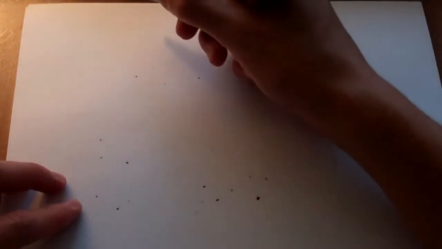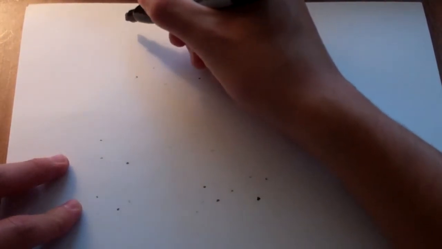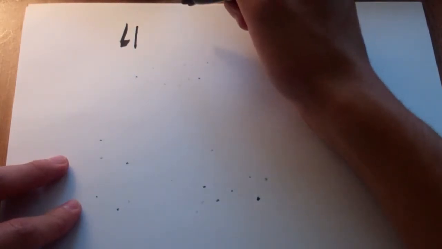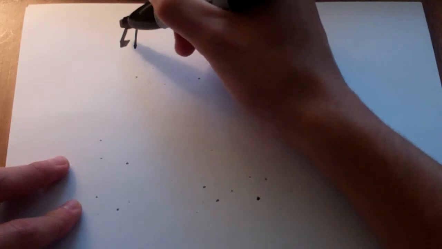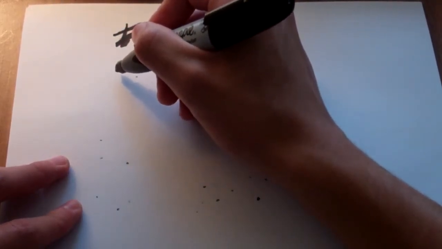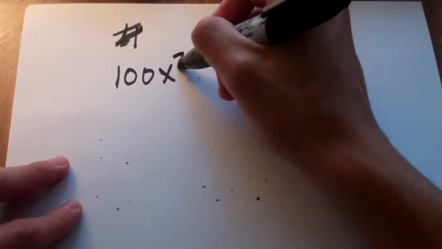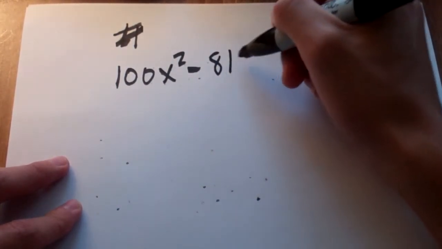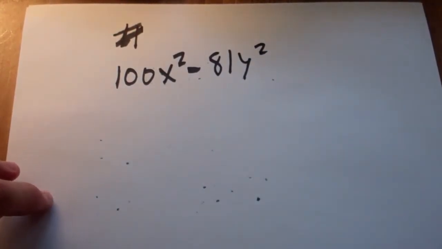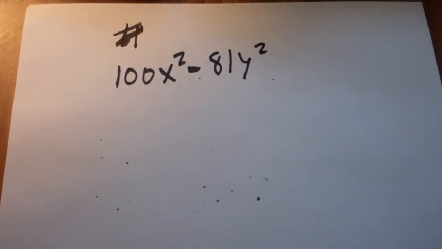Alright, so let's look at one that's just a little more involved. Let's try this one: 100x squared minus 81y squared. Okay, this is just a bit more involved.